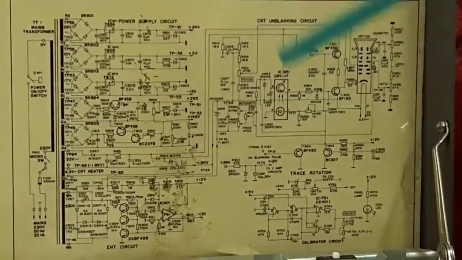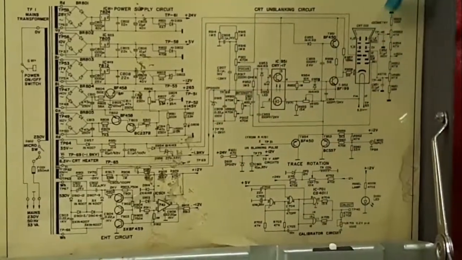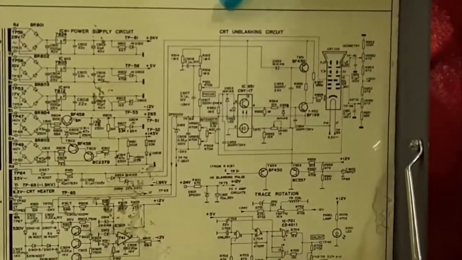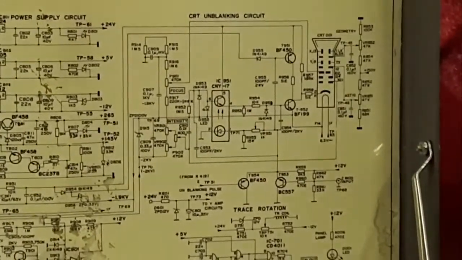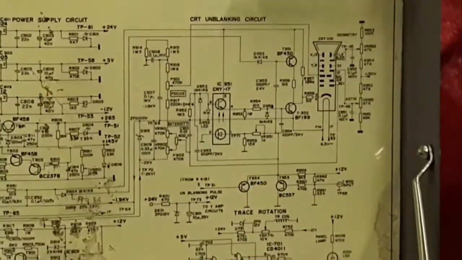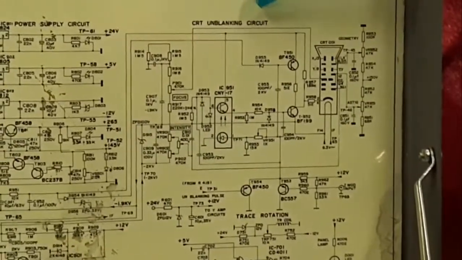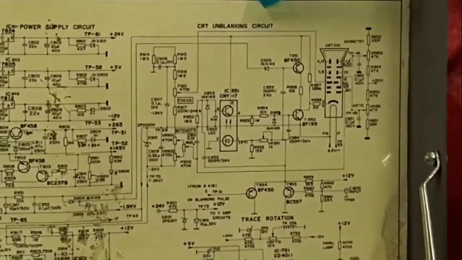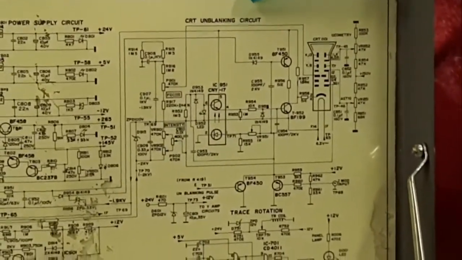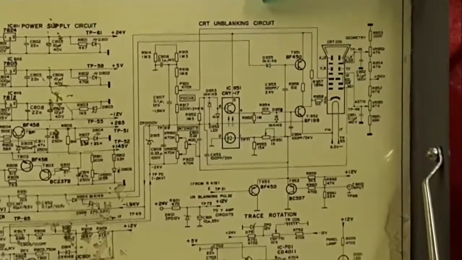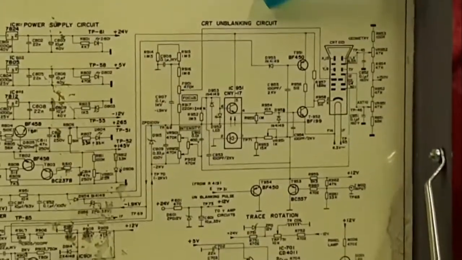And if you look at another part in the power supply section here, you are able to observe the CRT unblanking circuit. So we have a blanking circuit as well as an unblanking circuit. The role of the unblanking circuit is to unblank the grid when you want to observe the signal during the trace time of the sawtooth wave.